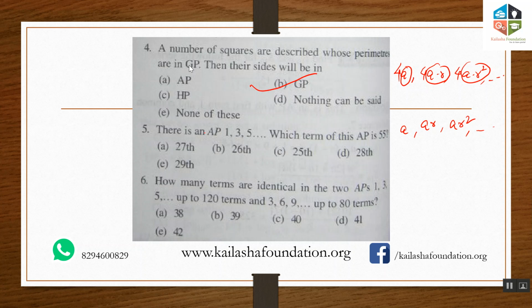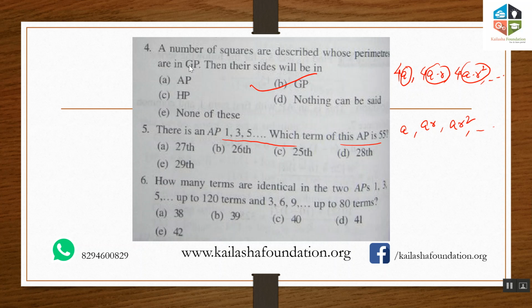As simple as that. If there is an AP 1, 3, 5, which term of this AP is 55? I don't know anything, I will count it on fingers. 1, 3, 5, 7, 9, 11, 13, 15, and so on. Say 1 to 50, there are 25 terms. When I reach 49, there are 25 terms. 51 is the 26th, 53 is the 27th, and 55 is the 28th.